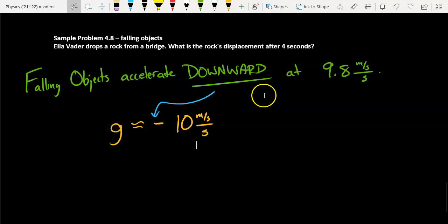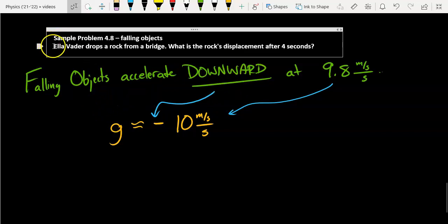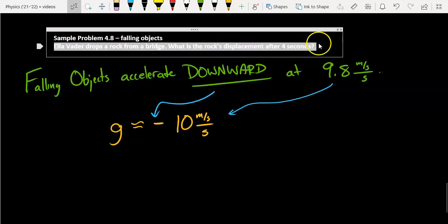So it's a little bit of rounding, okay? But that's where it comes from. So that is when falling objects accelerate downward. They speed up by approximately 10 meters per second every second that they fall down, all right? So let's see how this plays into this problem.